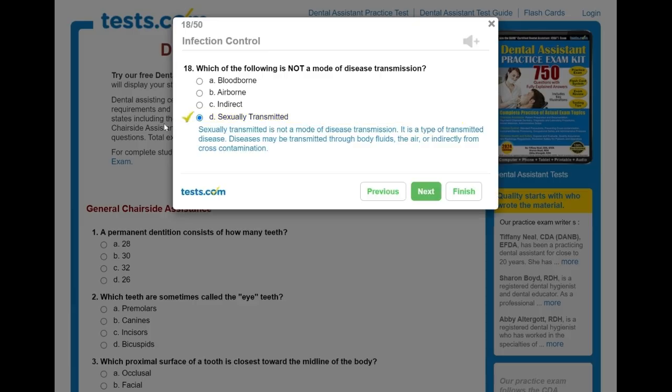D. Sexually transmitted. Sexually transmitted is not a mode of disease transmission. It is a type of transmitted disease. Diseases may be transmitted through bodily fluids, the air, or indirectly from cross-contamination.